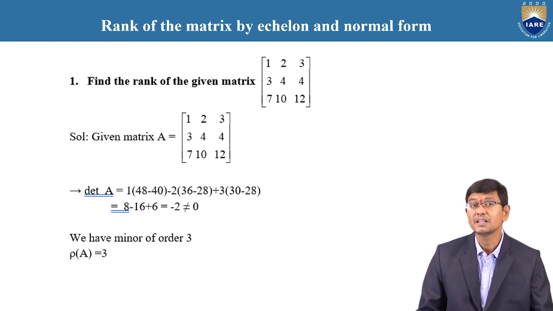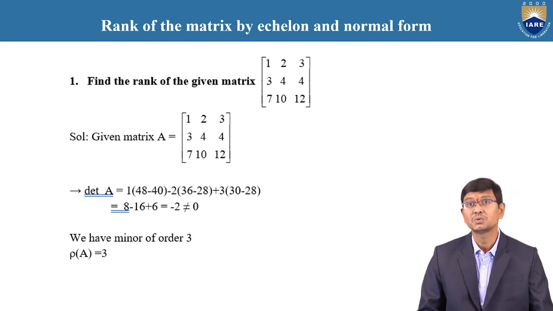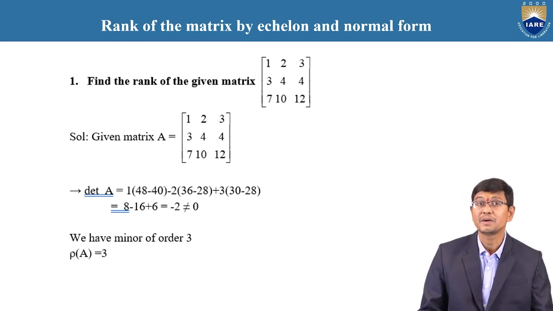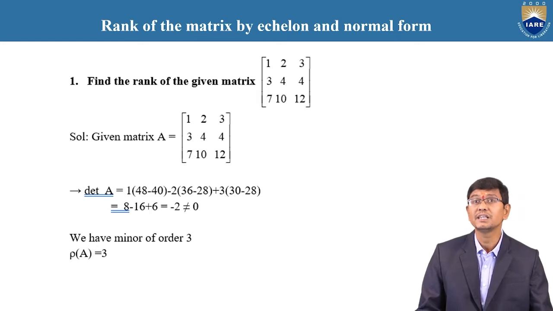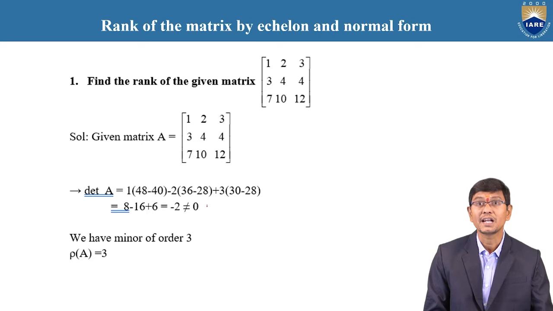According to the data of the given matrix, after deleting one by one the rows and columns, we get 1 into (48 minus 40), minus 2 into (36 minus 28), plus 3 into (30 minus 28), based upon what we know about how to find the determinant of a matrix. After the calculation, the determinant of A is minus 2, which is not equal to 0.